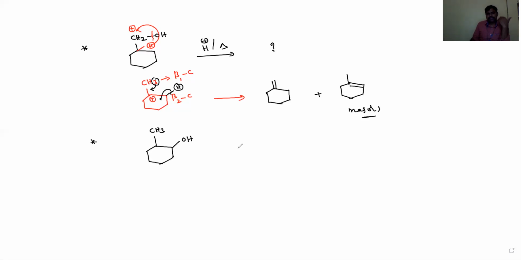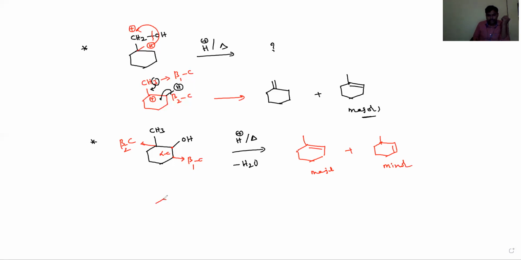Here the OH is present. Now on heating in acidic medium, what is the product? Loss of water. Here rearrangement is not required. If you observe, this OH carbon is the alpha carbon, and this one down here is one beta carbon, and this tertiary carbon is also another beta carbon. So it is beta 2 and it is beta 1. Then the product is this, the major product, and this is the minor product.